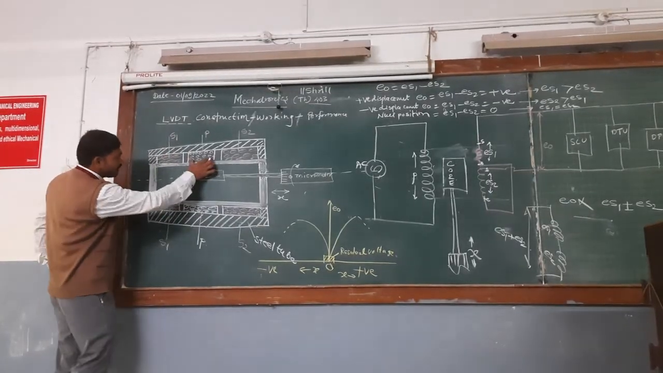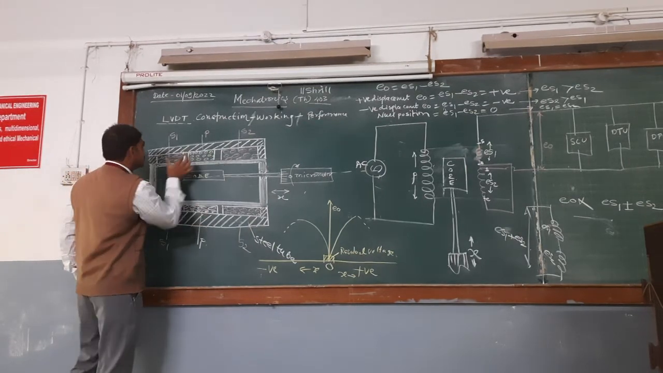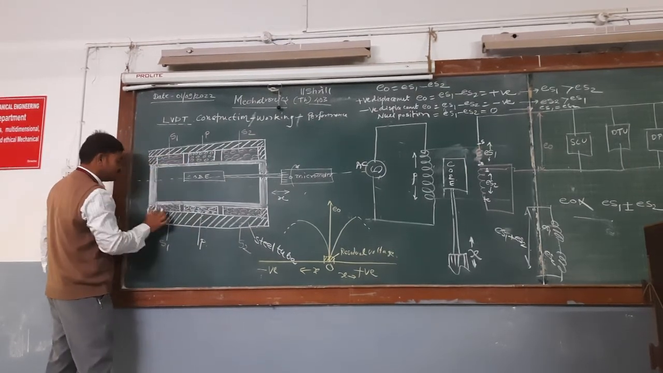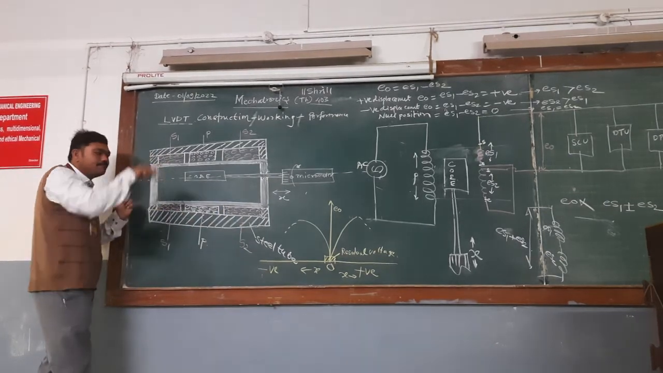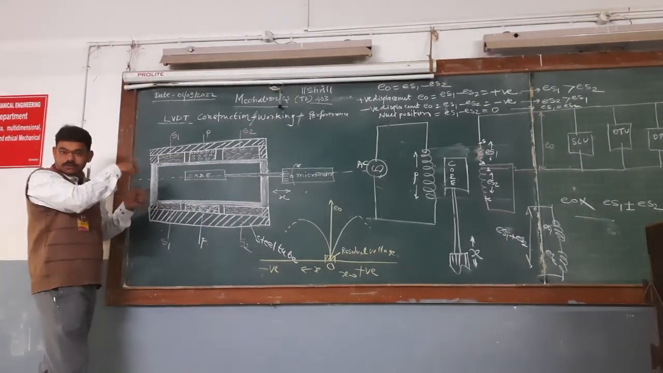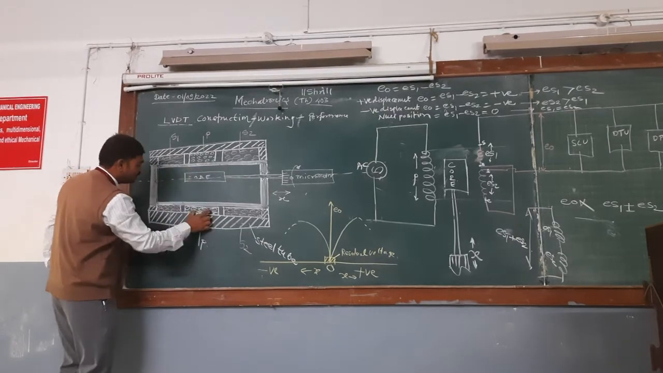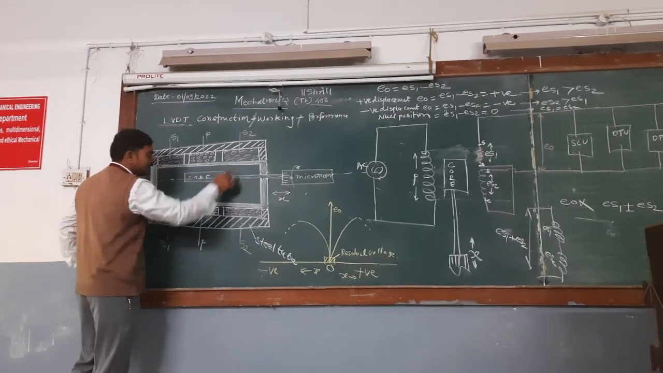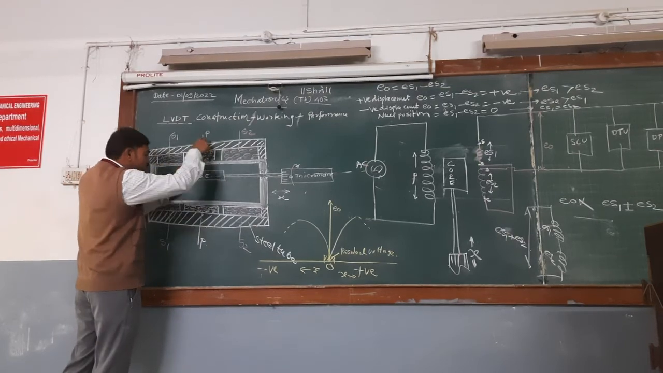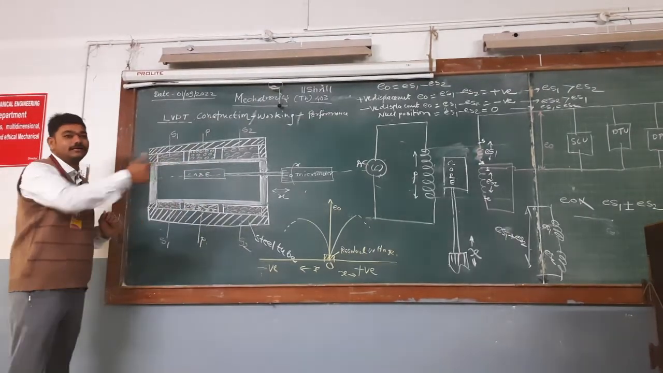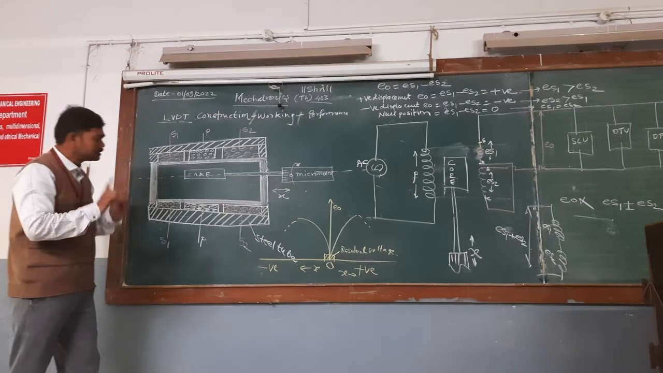So this is the primary coil, and these are the two secondary coils: secondary 1 and secondary 2. Assume this is a circular cell. This is the primary coil, and these are the two secondaries. That means the two secondaries are placed adjacent to the primary on either side. With this, the construction is clear.